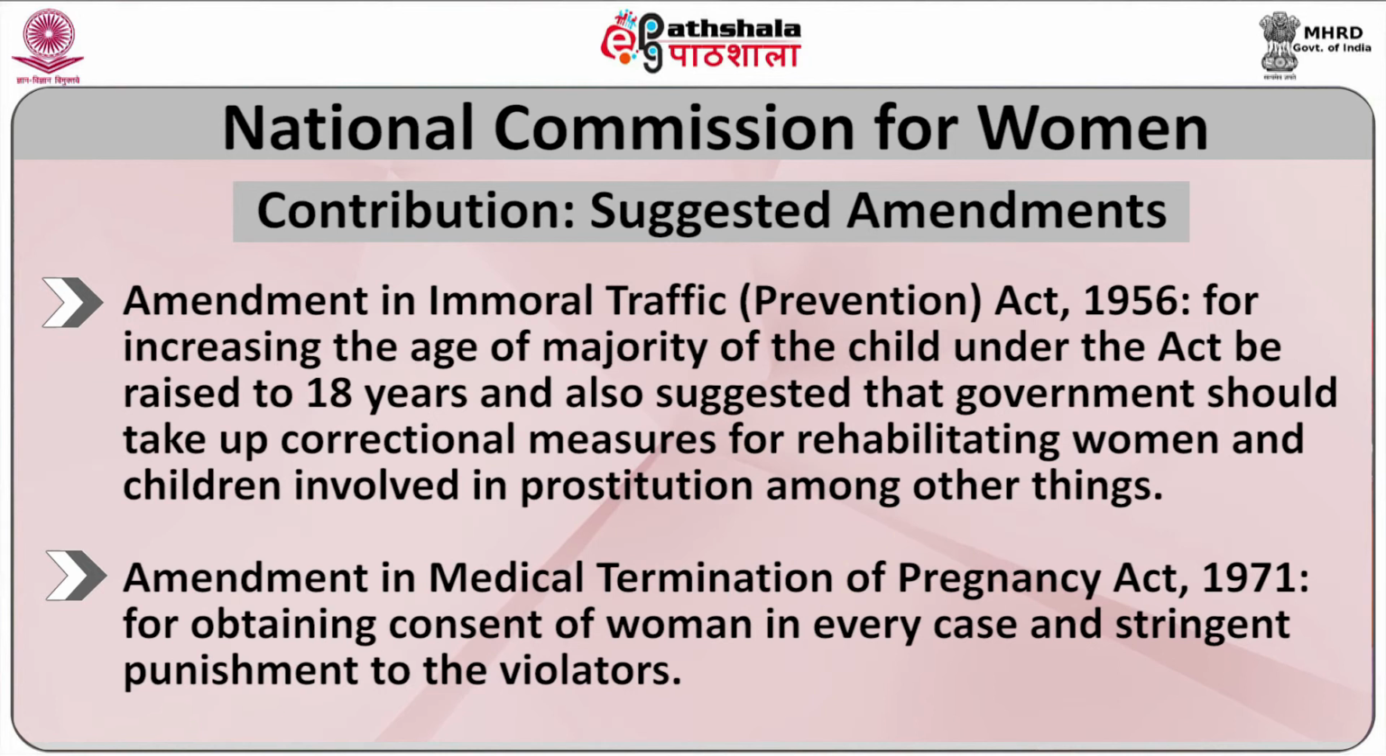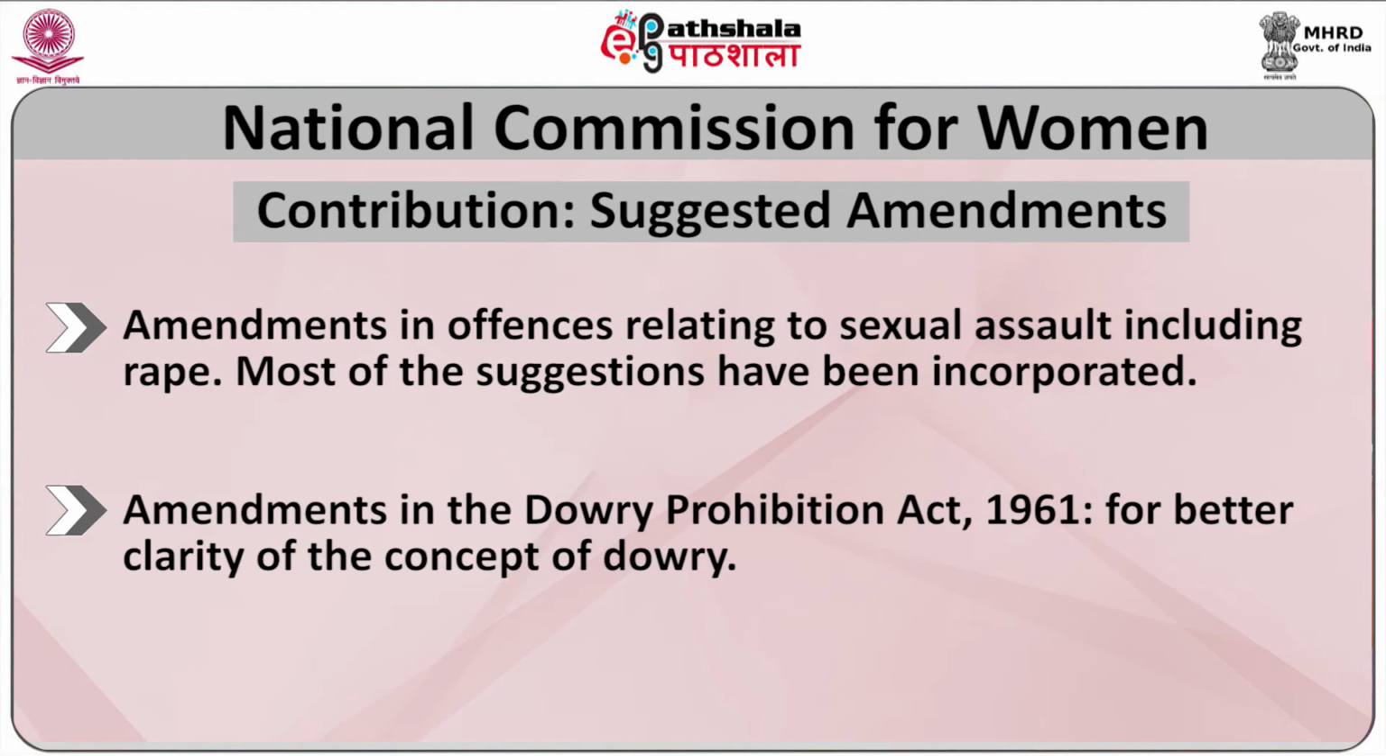Number 5, amendment in the Medical Termination of Pregnancy Act of 1971 for obtaining the consent of women in every case and stringent punishment to the violators. Number 6, amendment in offences relating to sexual assault, including rape. Most of the suggestions have been incorporated. Number 7, amendment in the Dowry Prohibition Act of 1961 for better clarity of the concept of dowry.